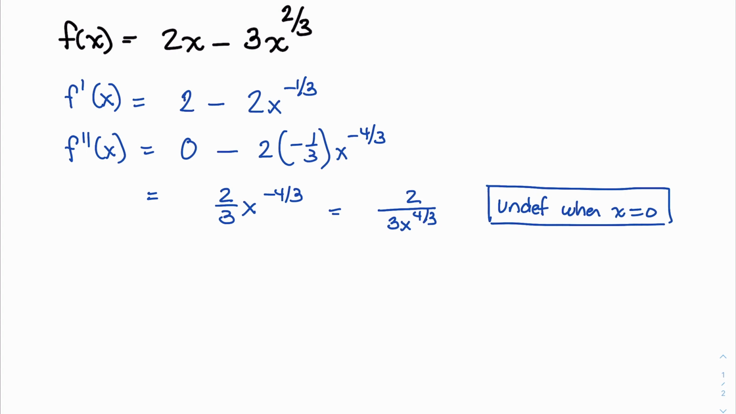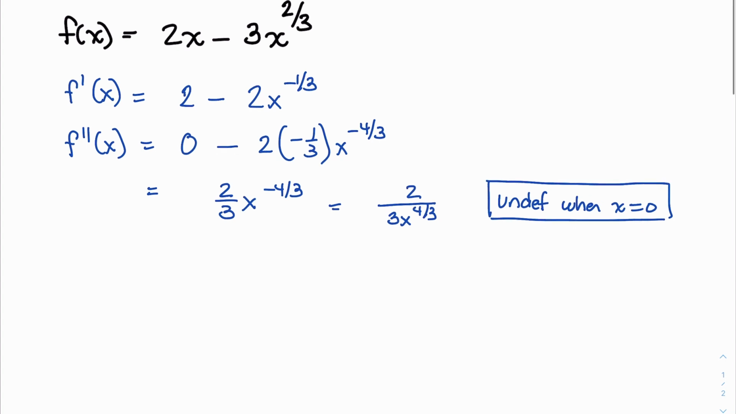But one thing we have to check is, is it a candidate? Because if it's not defined in the original function, there's no point to even talk about there. And looking at the original function, the domain is all real numbers because the 3 in the denominator indicates a cube root, and it's positive 2/3 power. So that means we can plug in x equals 0. The value of f of 0 is defined. So that means 0 is definitely a candidate for being a point of inflection.